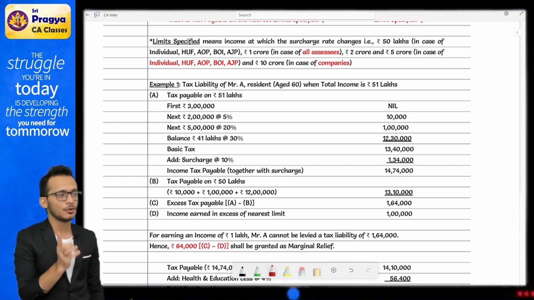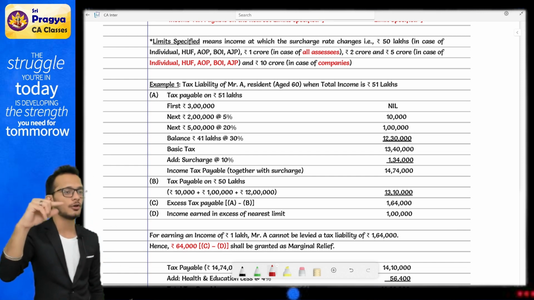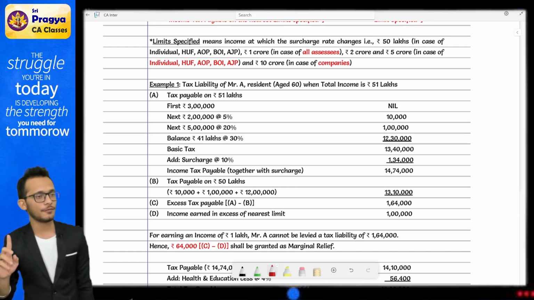4% is on the final number. You do that, the answer will come out perfectly fine. But at any given point of time, please understand there are 2 golden rules in this chapter. Golden rule number 1 says that the total income should always be rounded off to the nearest 10, and total tax should always be rounded off to the nearest 10.